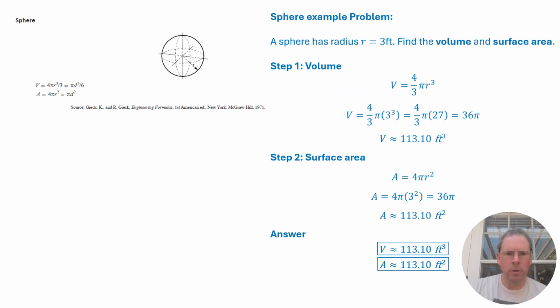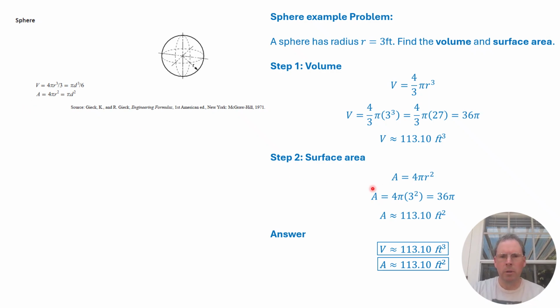And let's go ahead and do a sphere example problem here. A sphere has a radius of 3 feet. Find the volume and surface area. So we have these two equations here. Let's do the volume. That's that first one I just set up here for us. We're given the radius, so you can go ahead and put right in that formula, and you get a volume of 113.11 cubic feet.